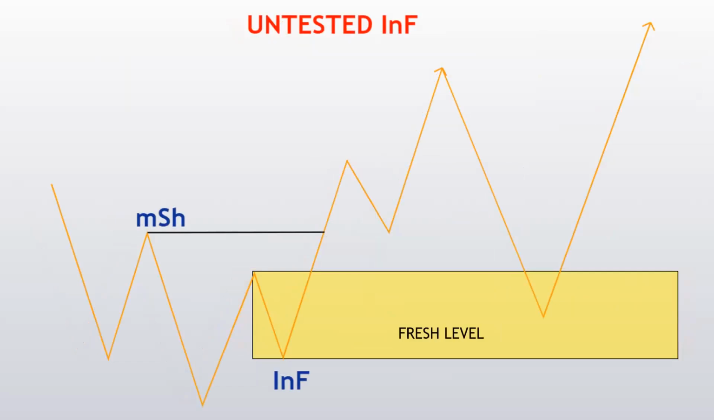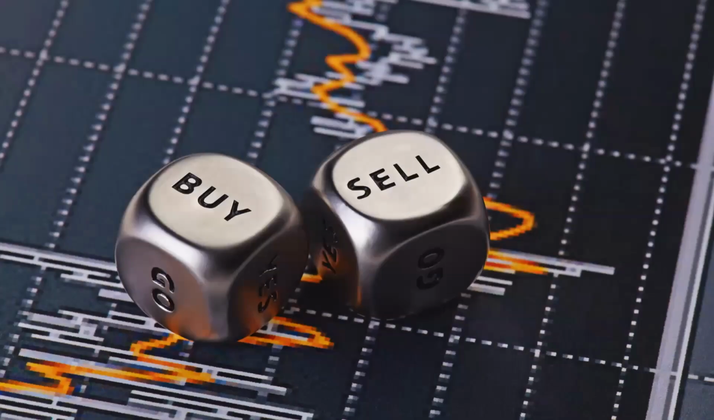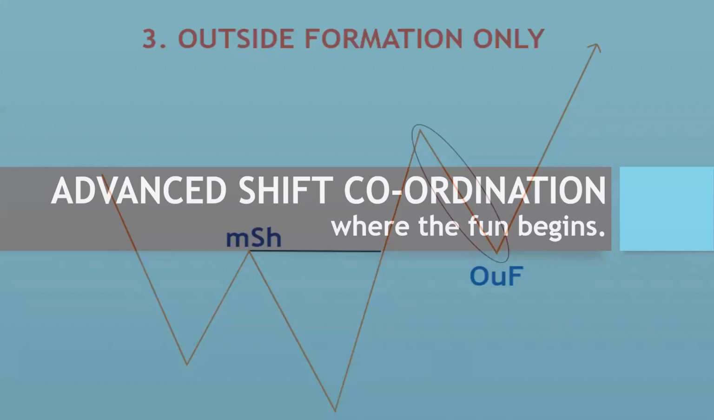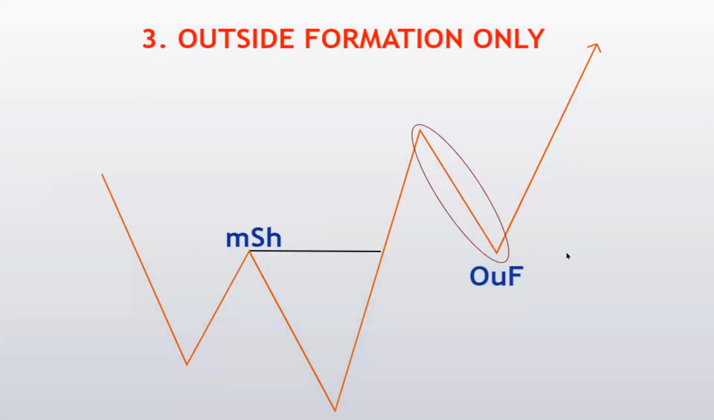Now, if our inside formation is a fresh level, the market also has a high probability of coming to this inside formation. Then it can tap into some entries, and after that the market can continue to move in its original direction. The third type of formation is what we call the outside formation only. It is just like the inside formation only, because you have only one area of liquidity to consider, and this is the area of liquidity that we are considering. After that we will see how to deal with it.